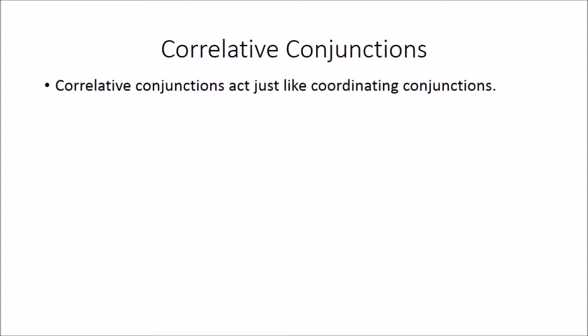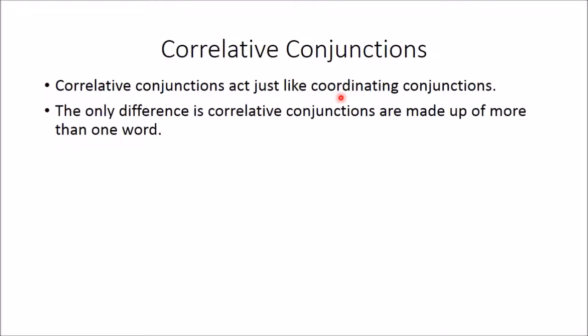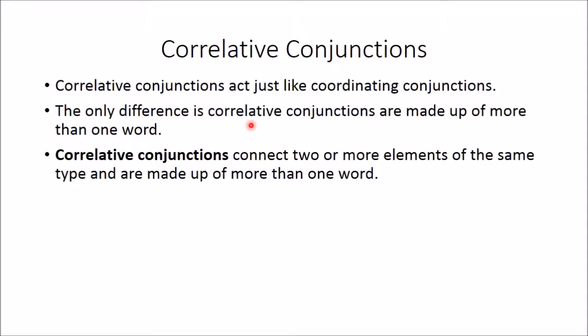You know that correlative conjunctions act exactly like coordinating conjunctions. And coordinating conjunctions connect two or more words, phrases, or clauses, and they are words that go with fanboys: for, and, nor, but, or, yet, and so. The only difference between correlative conjunctions and coordinating conjunctions is that correlative conjunctions are not the fanboys words. Correlative conjunctions are made up of more than one word. That is the only difference.